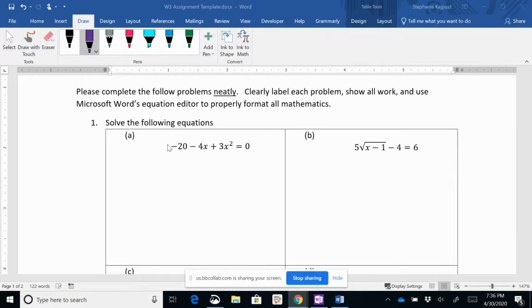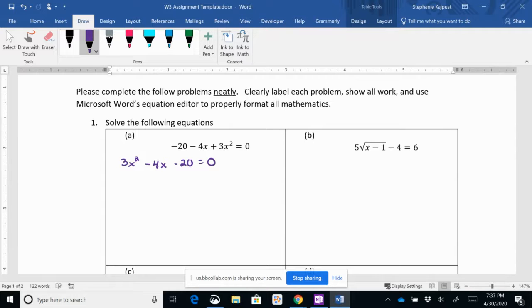Okay, so week 3 assignment number 1, which number 1 has multiple 1A? Okay. So this one, we have a quadratic because we have an x squared, but it's not in standard form. Standard form has our highest exponent first, and then we count down. So we need to rearrange this. The 3x squared needs to be first. Then I need the x part. So I'm going to have a minus 4x and then a minus 20 equals 0. And then from here, you want to solve.